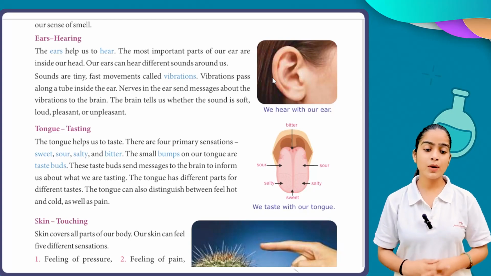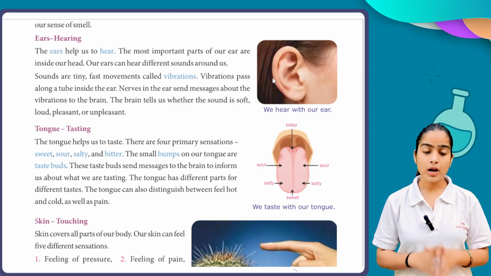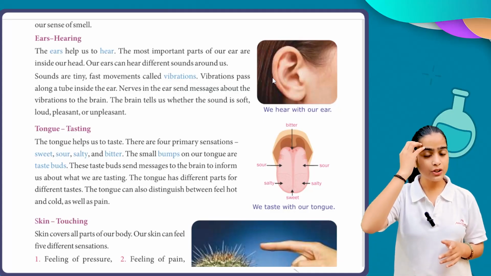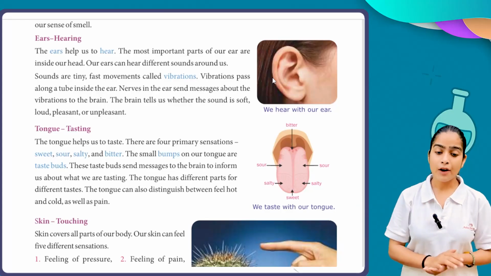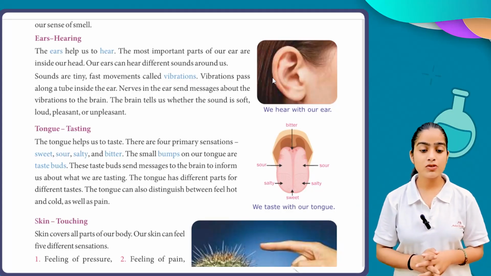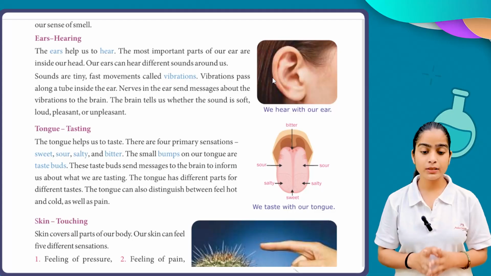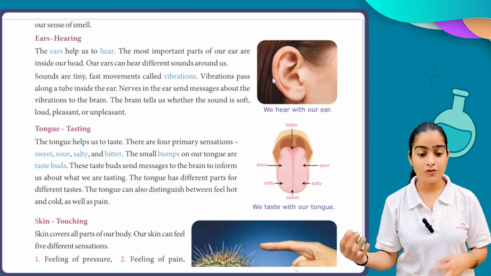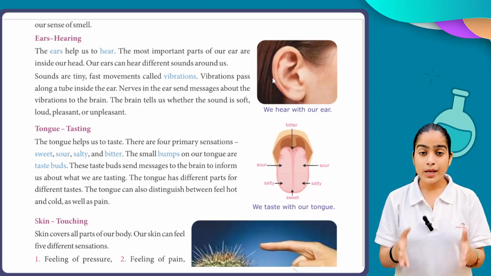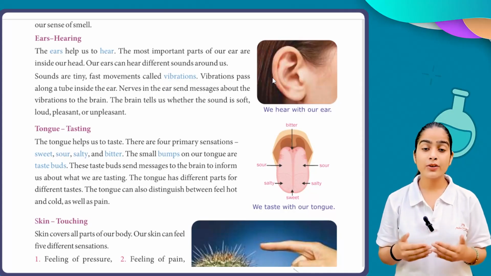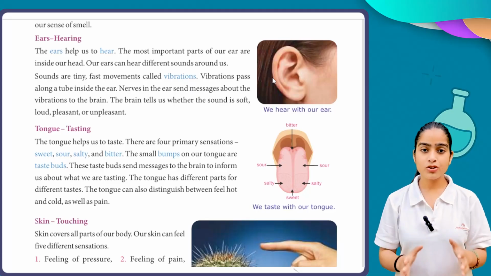And vibrations pass along a tube inside the ear, and these vibrations travel to the brain. Okay, and after this, nerves in the ear send messages about the vibration to the brain. The brain tells us whether the sound is soft, loud, pleasant or unpleasant. So right now your brain is telling you that your teacher is trying to teach you, right?